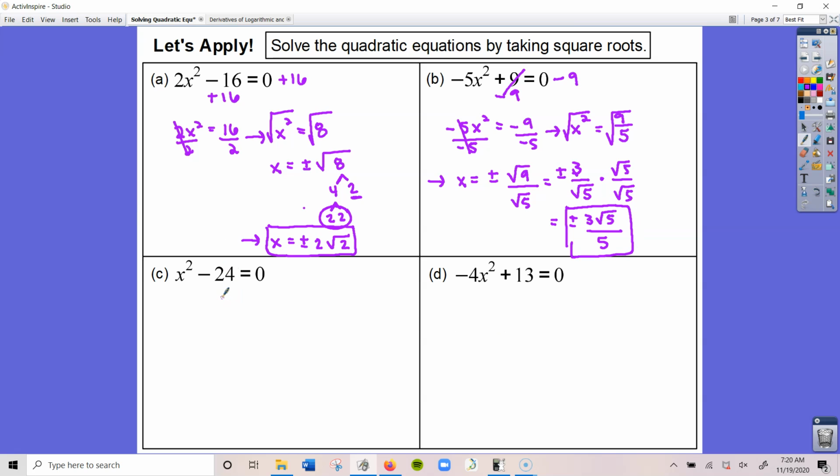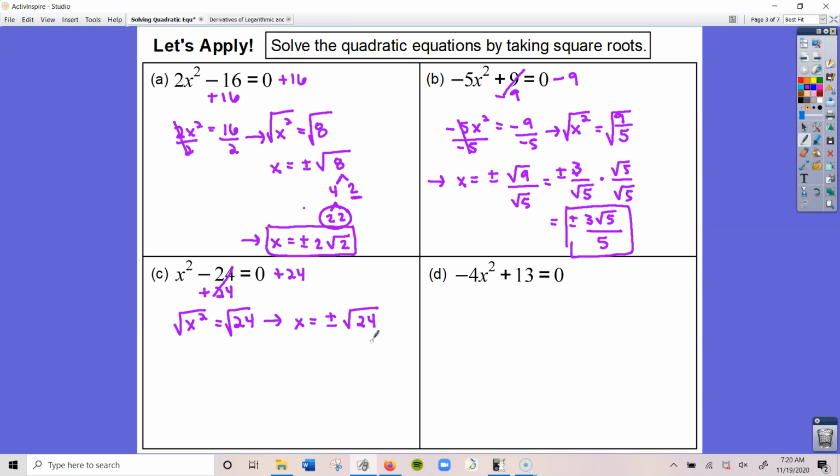For x squared minus 24 is equal to 0, you would add the 24 over to the other side because we're trying to isolate the x. And we get x squared is equal to 24. Finally, you would square root both sides. So now we get x is equal to plus or minus the square root of 24.